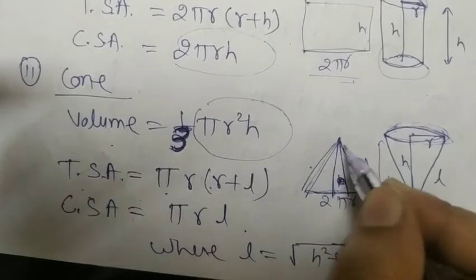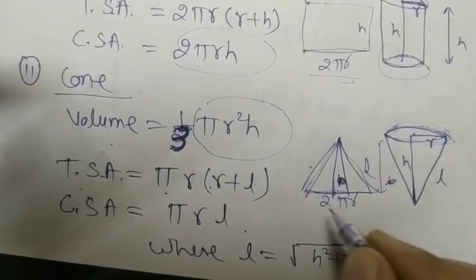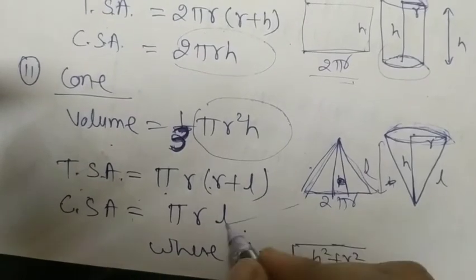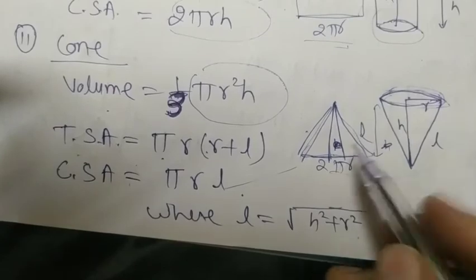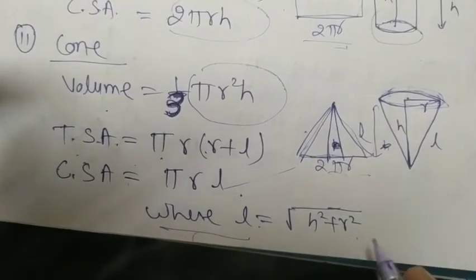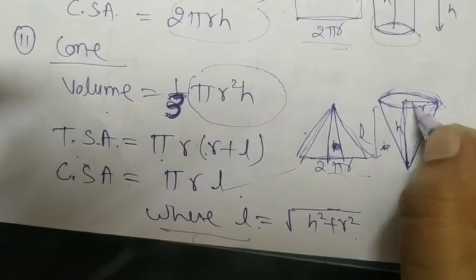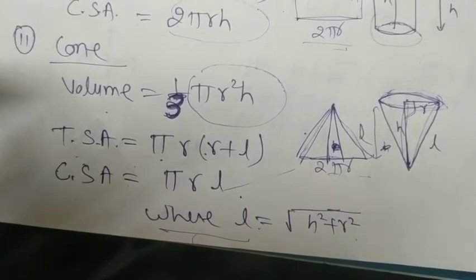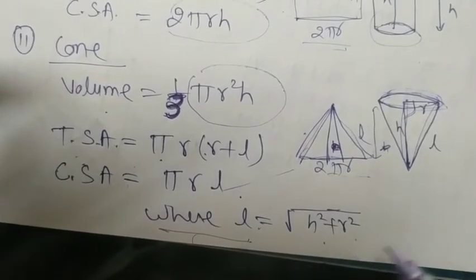this will always give you the slant height, that is L. So we can find the curved surface area using half of the base into height, using the formula of a triangle. And since it is a right angle triangle, L will be the root of h square plus r square.